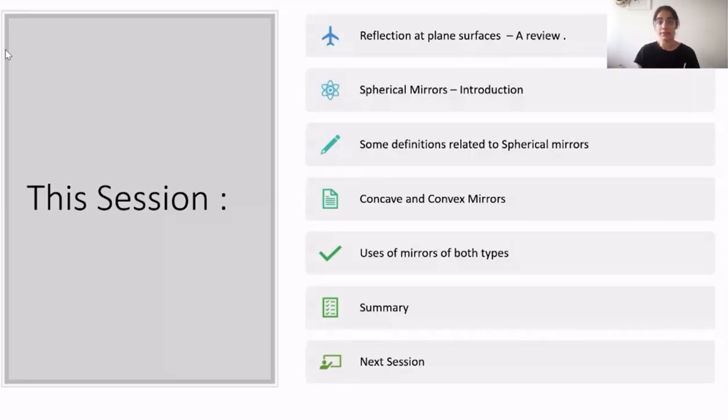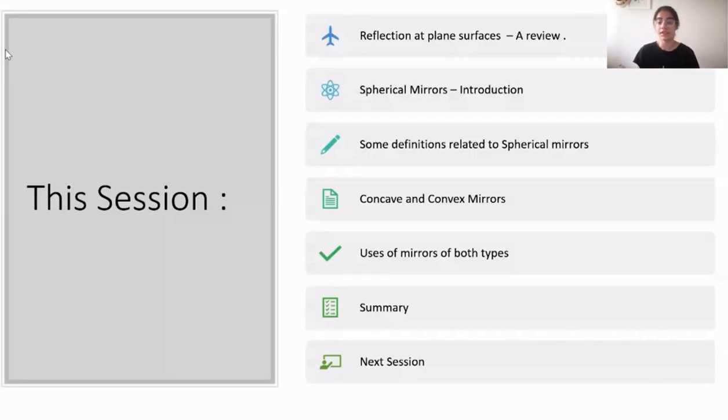So in this particular session, first we will go through what reflection at plane surfaces is, and then I will give you an introduction to what spherical mirrors are and how we can get spherical mirrors from reflecting spheres. Then we will study some important definitions relating to spherical mirrors, such as the radius, the center of curvature, the focal length, the principal axis, the pole, the principal focus.